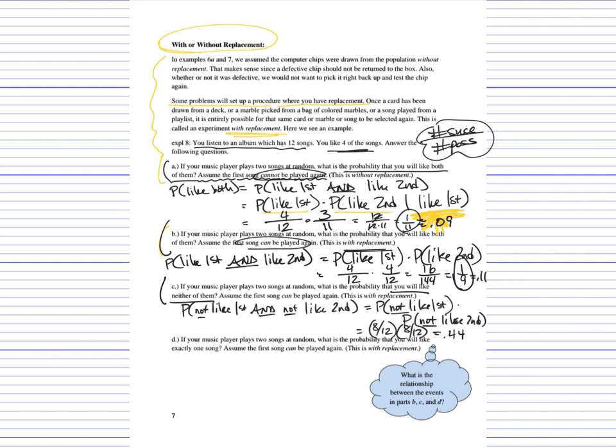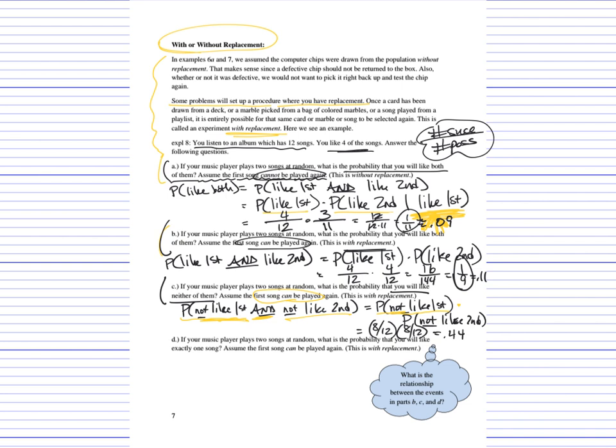Okay, part C. What's the probability I'll like neither of them? This is how I thought about it. This is the probability of not liking first and not liking second, right? Since, again, the first song can be played again, this means they're independent. So I can simply say that's equal to the product of the probability of not liking the first times the probability of not liking the second, right?